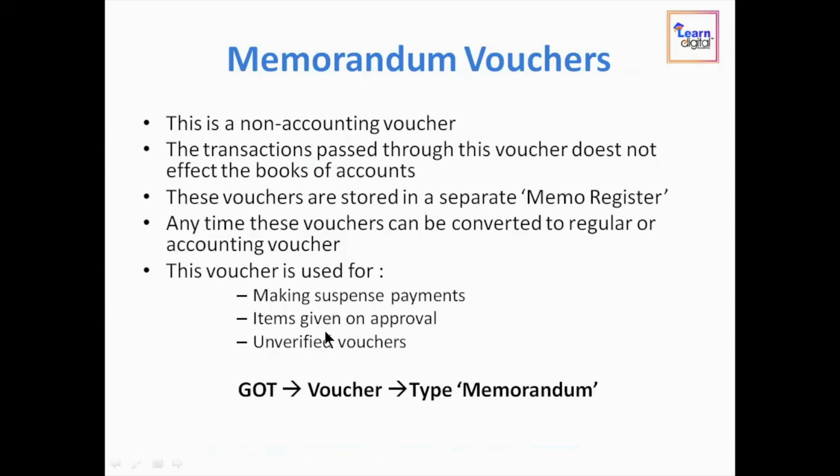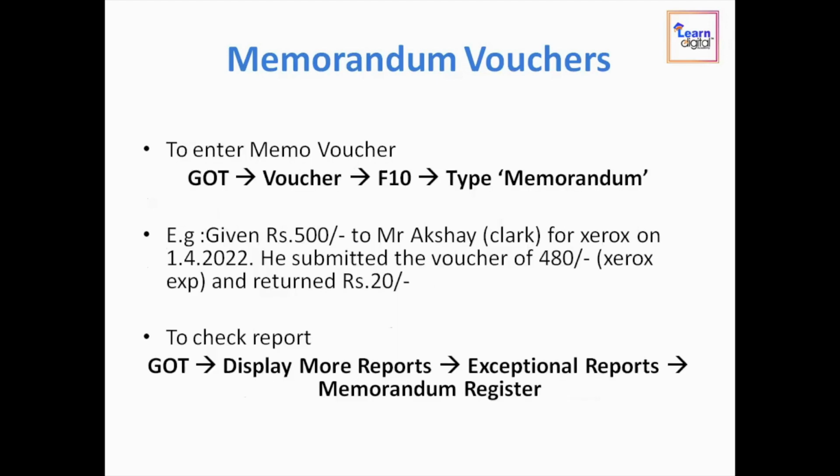So all these vouchers can be entered through non-accounting or memorandum voucher, and when you get confirmation of the exact payment or receipt, just go through the memorandum register, open that particular voucher, and convert it into the regular voucher. Press F5 for a payment voucher, or if it is a receipt memorandum voucher, you can change it to a receipt voucher by pressing F6. So like this, you can change the memorandum voucher to a regular one.